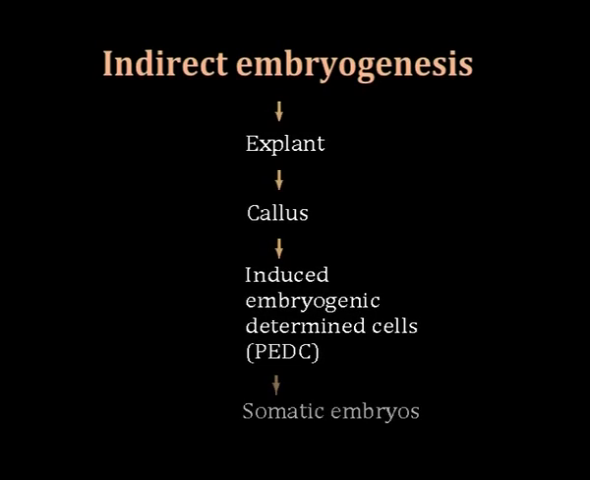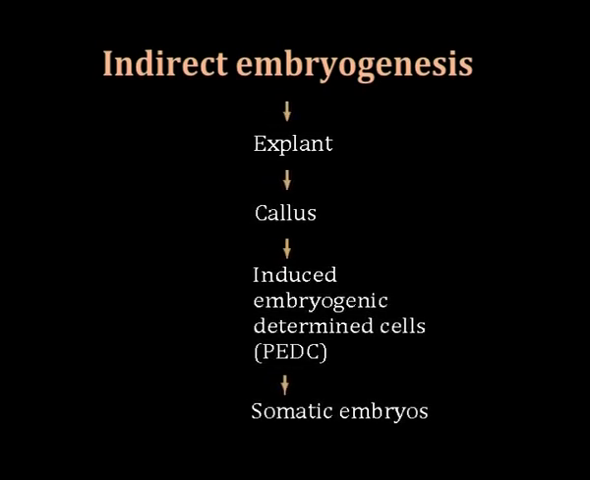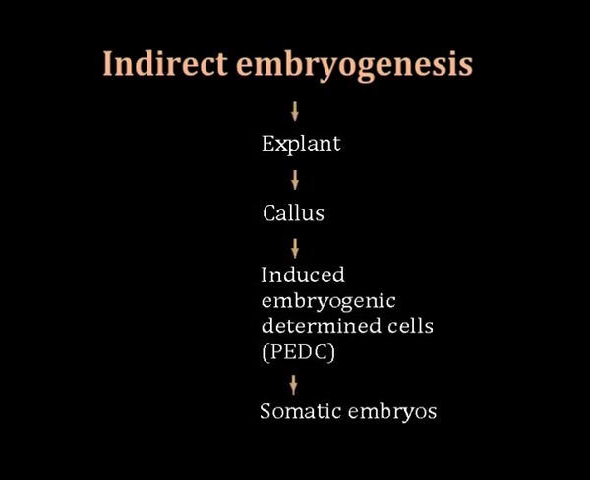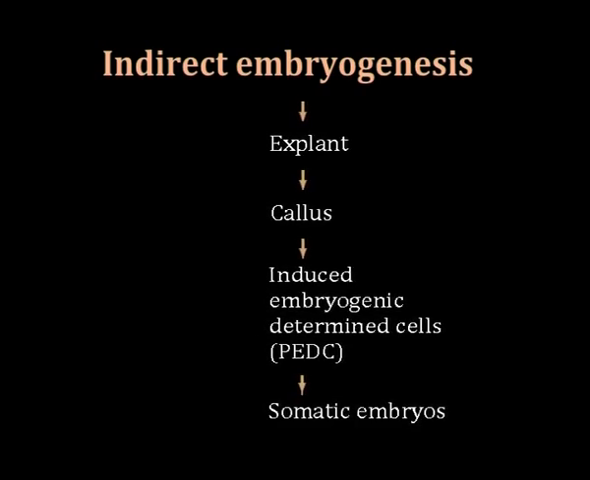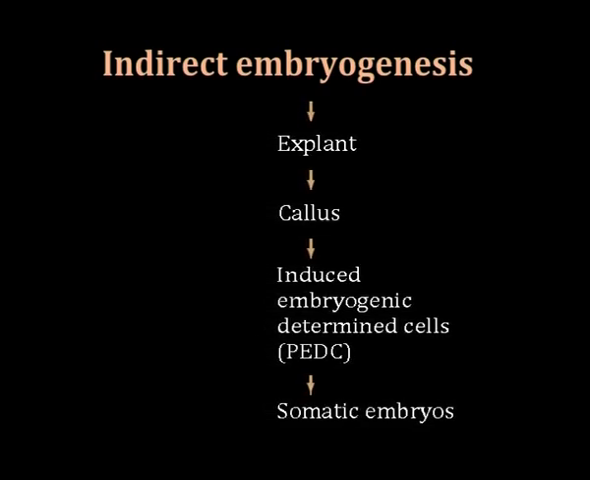The somatic embryos regenerating from explants or callus are termed as primary somatic embryos. Somatic embryos may also regenerate from tissues of other somatic embryos or parts of germinating somatic embryos and are called secondary somatic embryos.